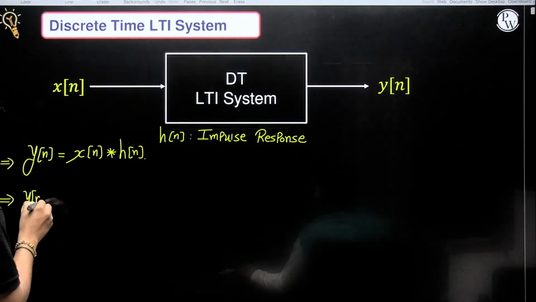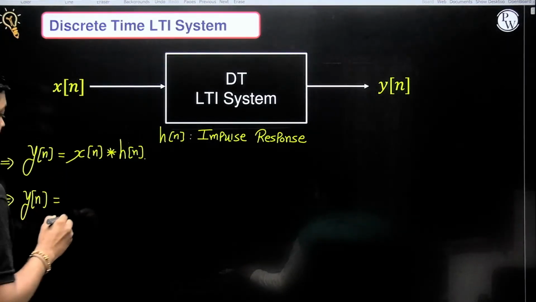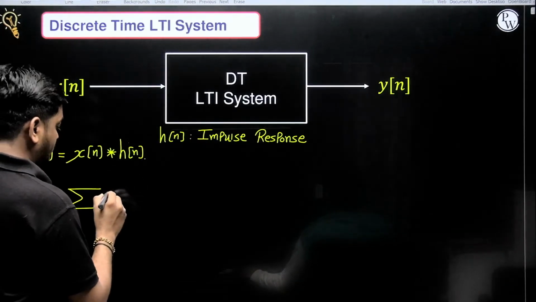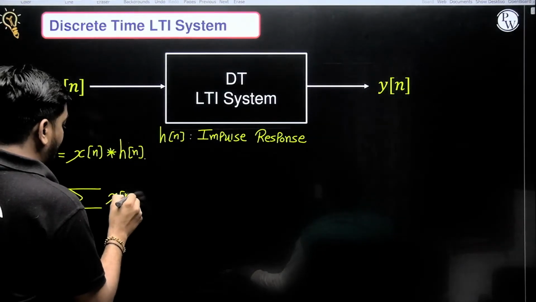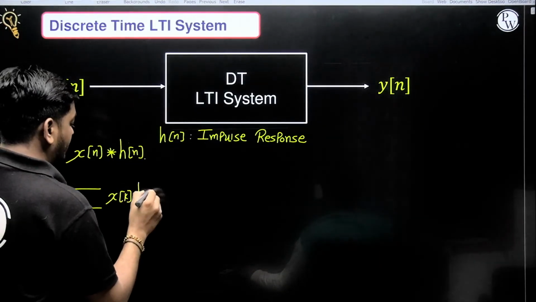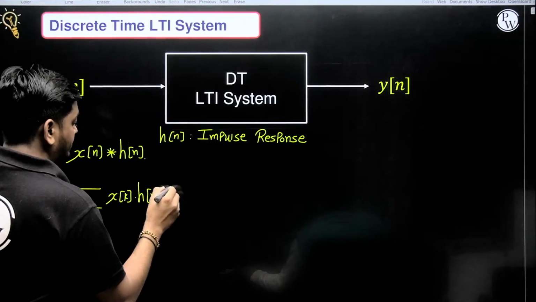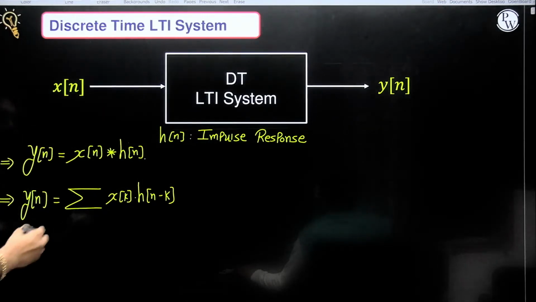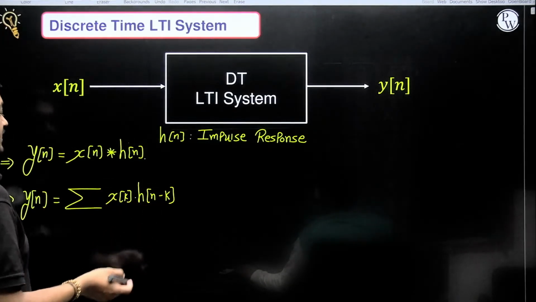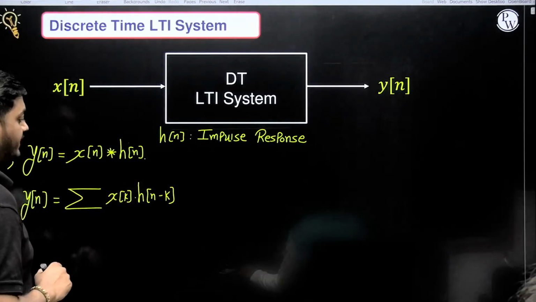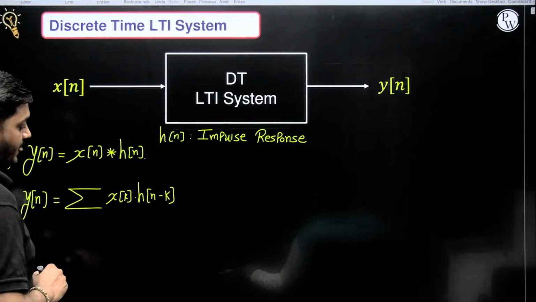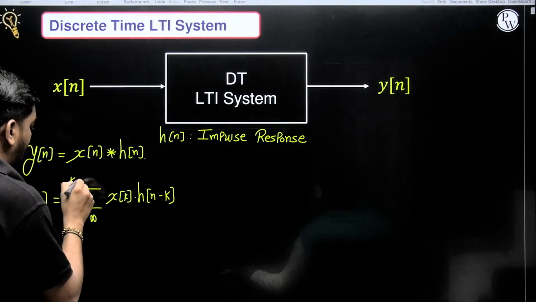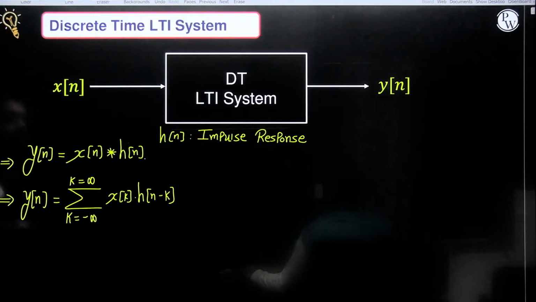In continuous time convolution there was integration, and here, since this is discrete time, there is summation. There was x of tau, so here let us consider x of k. Then h of t minus tau becomes h of n minus k. Instead of t, here we write n; instead of tau, we consider k. So x of tau into h of t minus tau becomes x of k into h of n minus k, where k goes from minus infinity to plus infinity. So this is the formula.